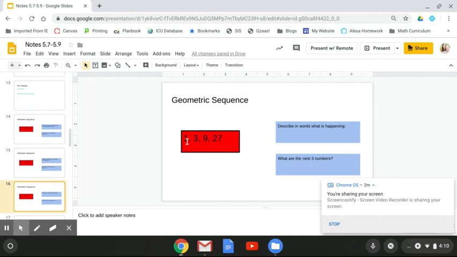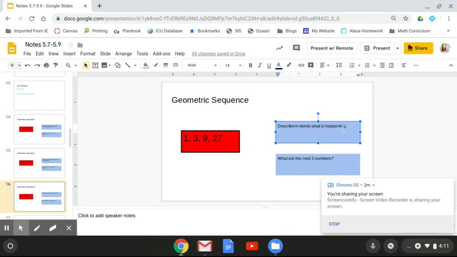On slide 16, it's still a pattern, 1 to 3, 3 to 9, 9 to 27. But if you think about it, if we're trying to add the same thing every time, well, 1 plus 2 is 3, and 3 plus 2 is not 9. So I have to think, well, let's try something else. Maybe multiply. 1 times 3 is 3. 3 times 3 is 9. It looks like I may have caught on to something. 9 times 3 is 27. So what's happening each time in this sequence is I'm multiplying by 3.